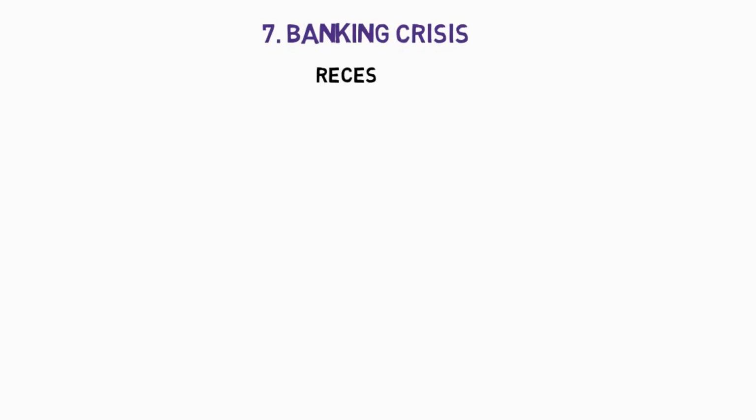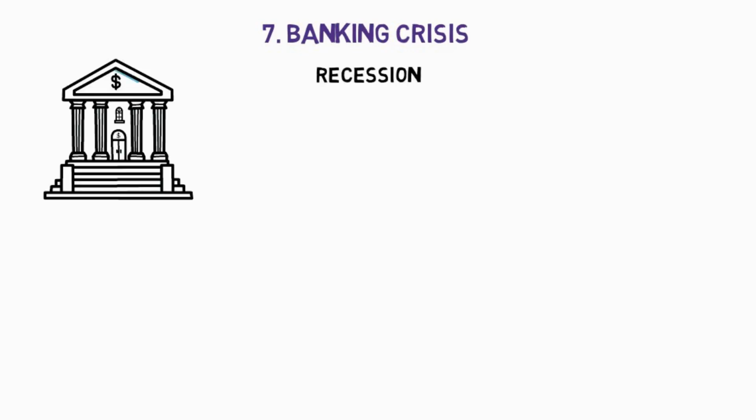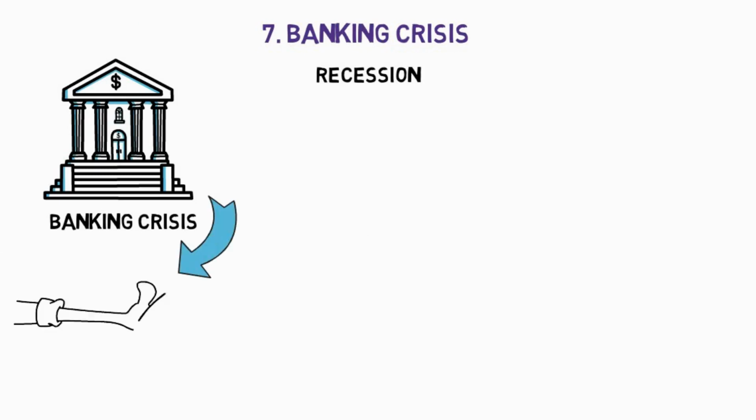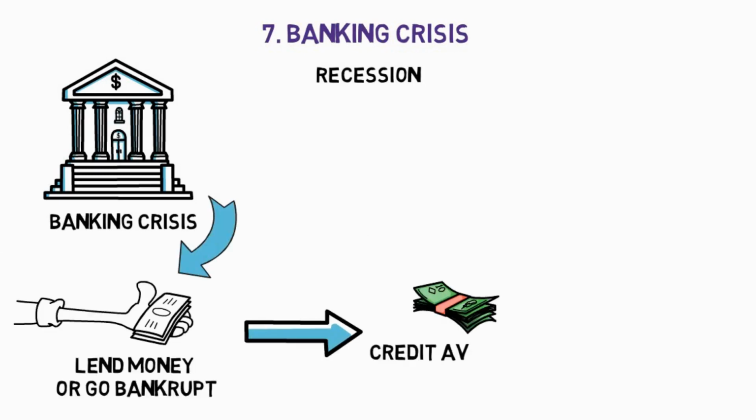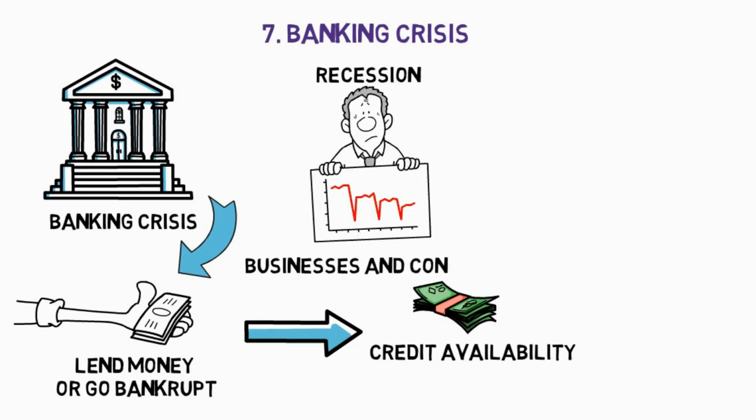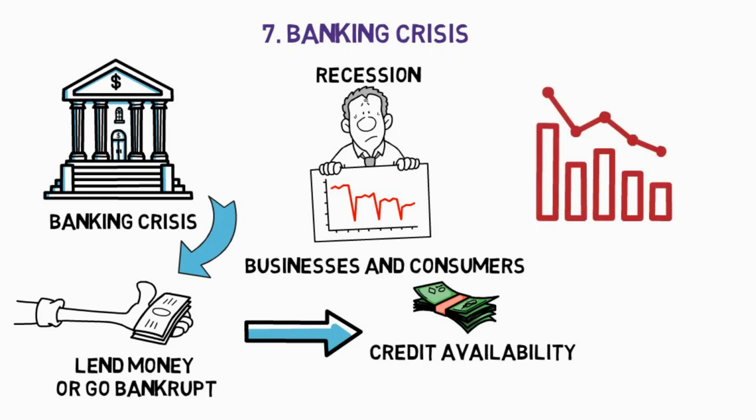Number 7. Banking crisis. Another factor that can cause a recession is a banking crisis. When banks are unable to lend money or go bankrupt, it can lead to a reduction in credit availability, which can then impact businesses and consumers. That can lead to a decrease in economic activity and ultimately a recession.